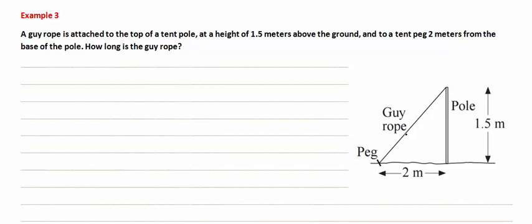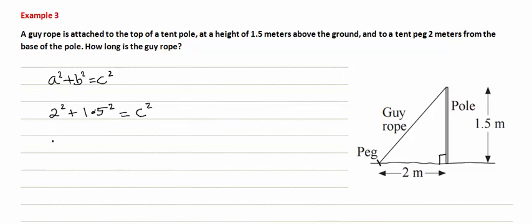We need to find the length of this, and looking at that, we can assume that the pole is at a right angle to the base or to the ground, so we'll put a right angle there, and we'll use Pythagoras Theorem to find the length of the guy rope. So we could have our a squared plus b squared equals c squared. So a can be 2 or 1.5, it doesn't matter. So let's use 2 squared plus b, which is 1.5 squared, equals c squared, and we don't know the length of the rope.